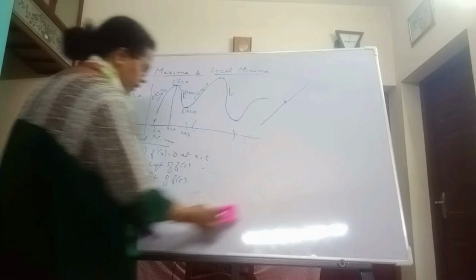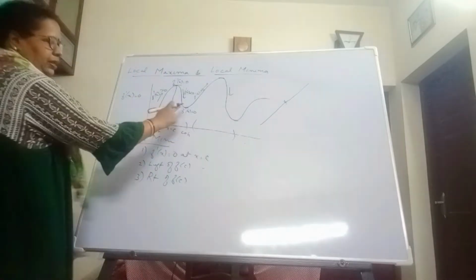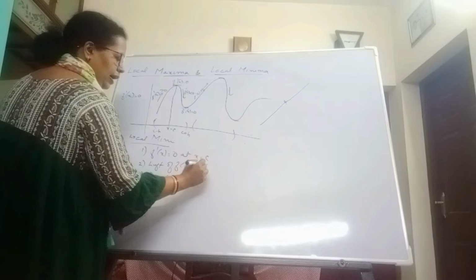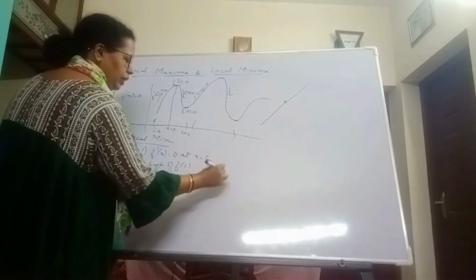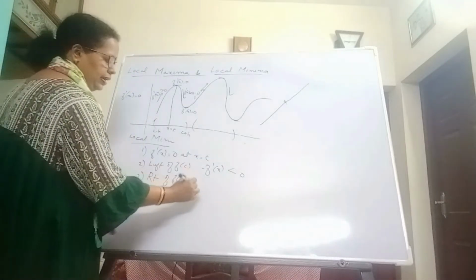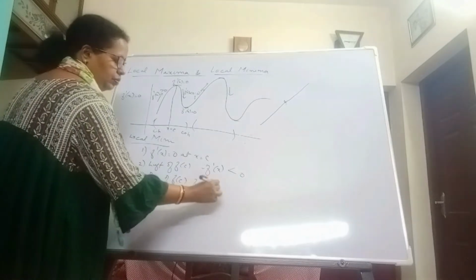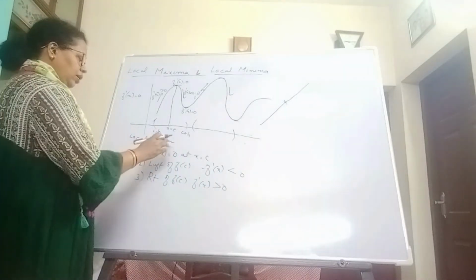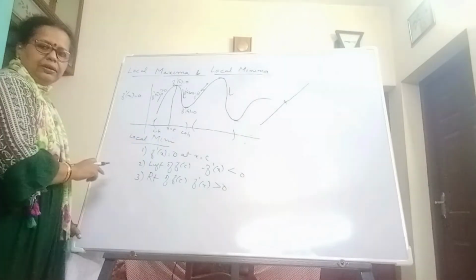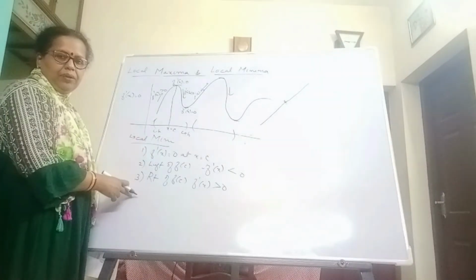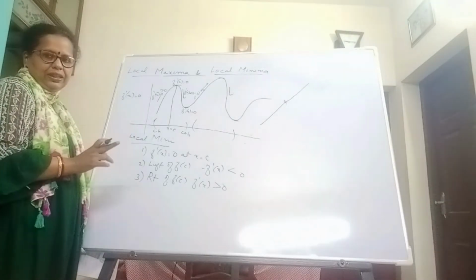On the left side, it is decreasing, isn't it? For local minima, left side decreasing means f dash x should be less than 0. And on the right side, f dash x should be greater than 0. These are the conditions for local maxima and minima. This testing of maxima and minima is called first derivative test.